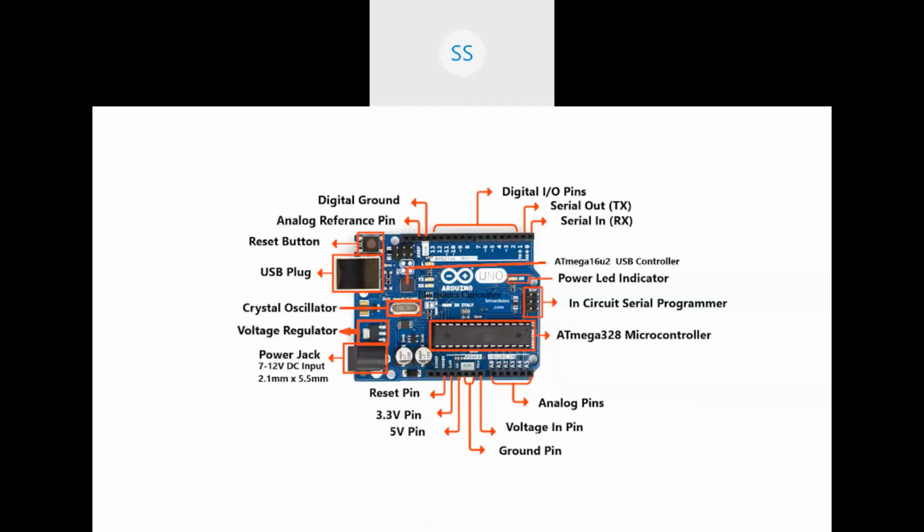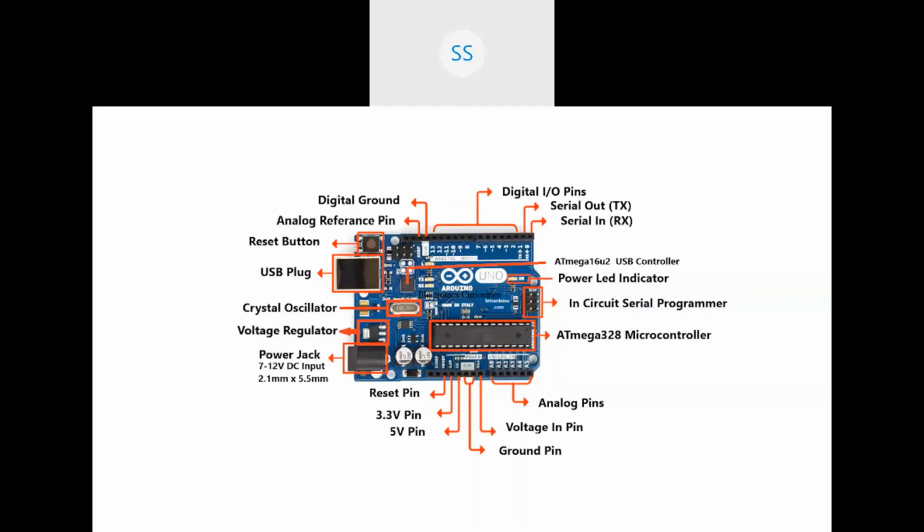Not only that, they have some input output pins available. I will discuss those input output pins in the next slide. But before that, let me introduce the input output pins. You can see how many pins are there. From 1 to 13 there are digital input output pins. Now you can use any one of them as an input pin or output pin.